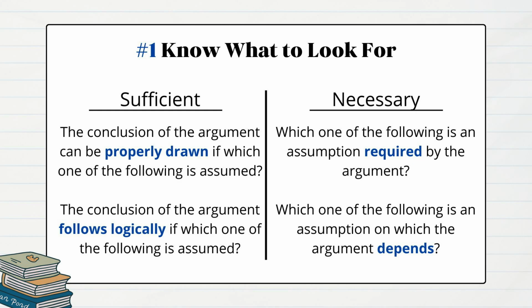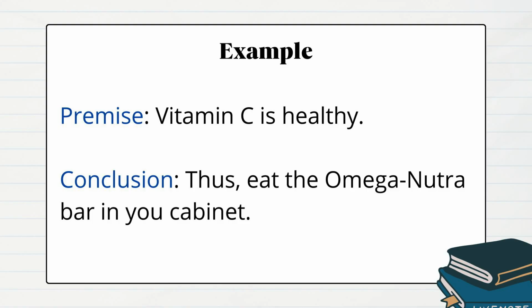So let's look at an example. We have a very simple example, and it would be nice if the LSAT had examples like this on it. Unfortunately, their questions are a lot more difficult. So we have a premise, vitamin C is healthy, and the conclusion, thus eat the Omega Nutra bar in your cabinet. And hopefully it's clear that there's something missing in this argument, which we'll find out.